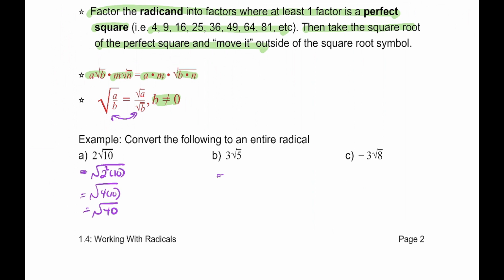Likewise for the second question, I'm going to shortcut this a little bit. So this is the same thing as square root of 9 times 5, because 3 squared is 9. So this is root 45.